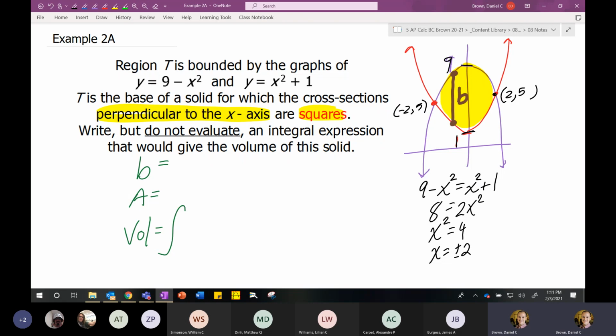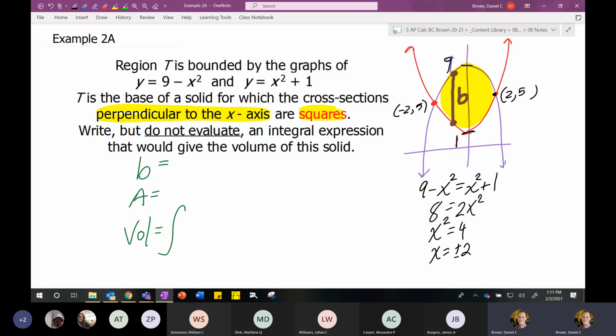So if I'm looking at this one, we have two quadratics, and again, I would expect you to know how to graph both of these. We have 9 minus x squared, so it's intersecting at 9 on the y-axis, but facing downward. x squared plus 1, crossing at y equals 1, opening upwards. So we can see this region I have highlighted in yellow. Again, that's the foundation of the solid that's coming straight out of the page to you.